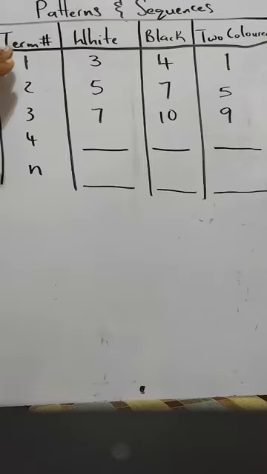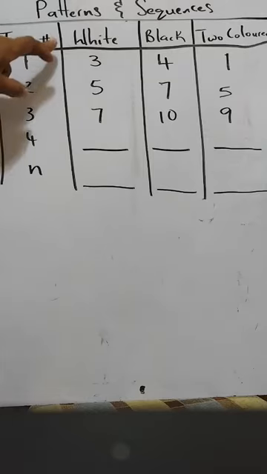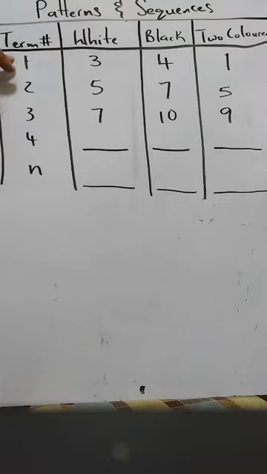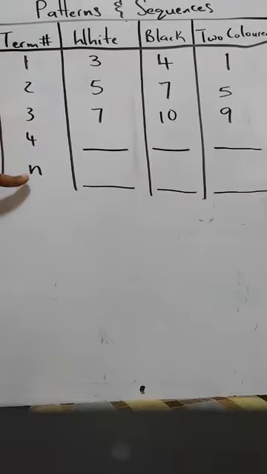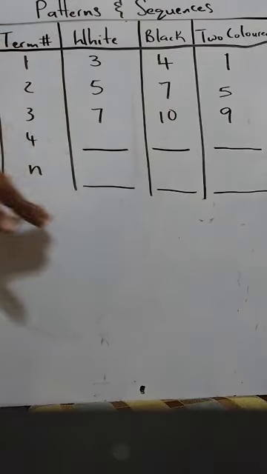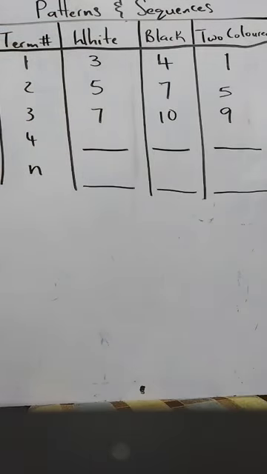Now, here I have my first column saying term number. We're starting at 1, so this is my very first number, and I'm going to be counting up: first one, second one, third one, fourth one. This n here represents any other term that could come in the sequence. It doesn't mean it's term number 5. It could represent any term that exists in the particular sequence we're going to be looking at.